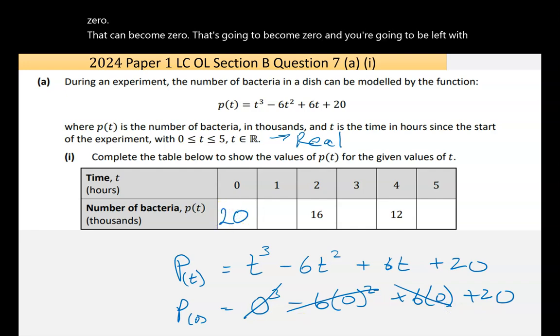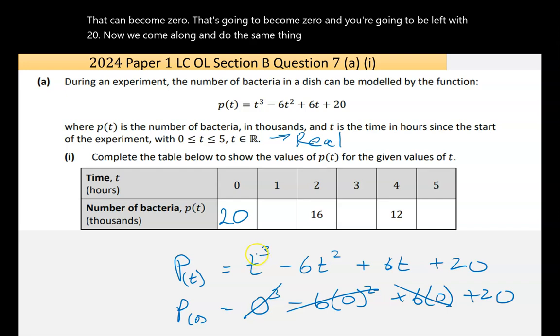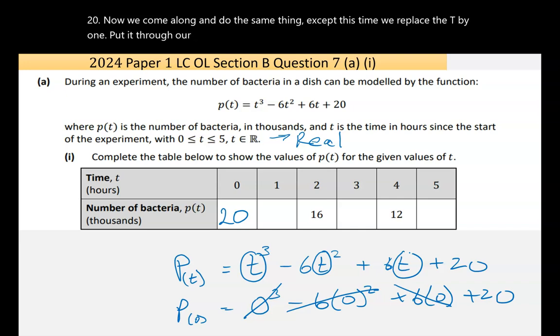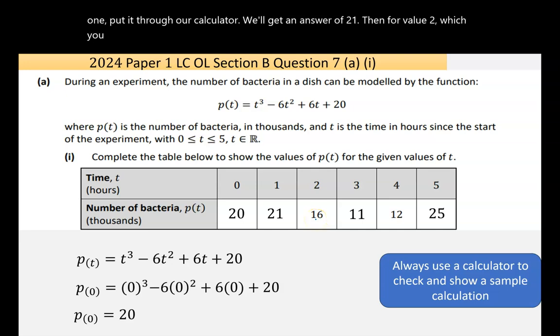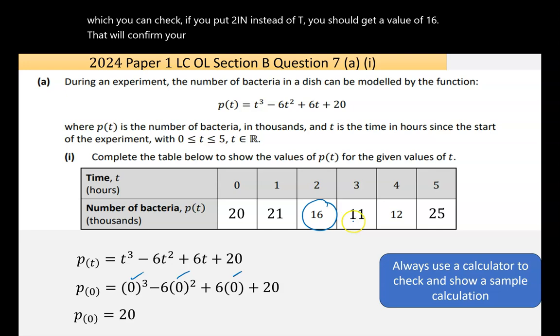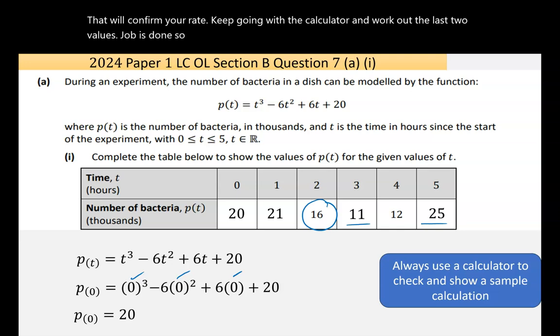Now we do the same thing, except this time we replace the t by 1, put it through our calculator, and we'll get an answer of 21. Then for the value 2, if you put 2 in instead of t, you should get a value of 16. That'll confirm you're right. Keep going with the calculator and work out the last two values. Job is done.